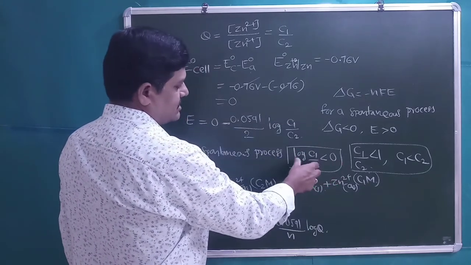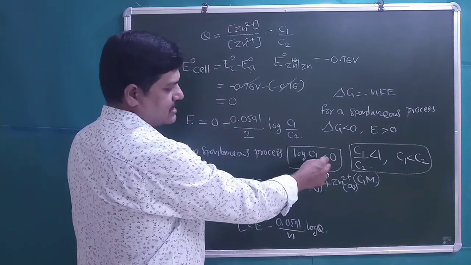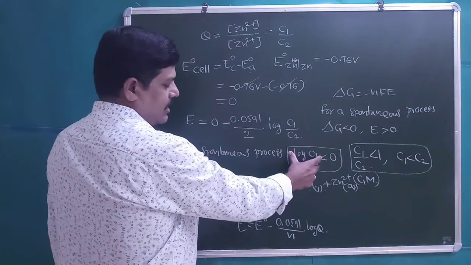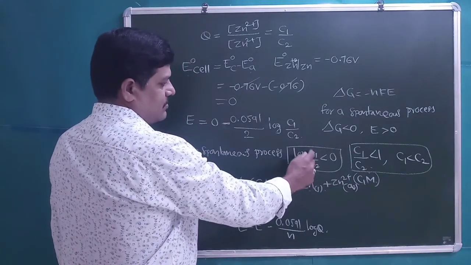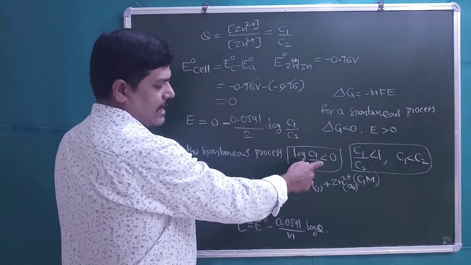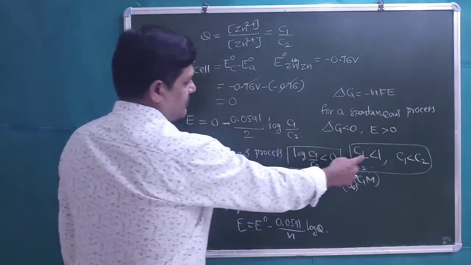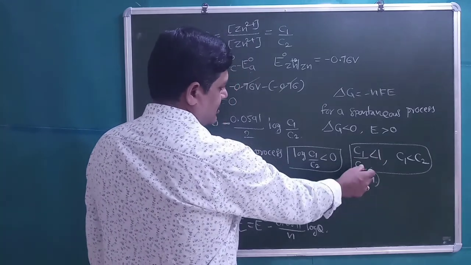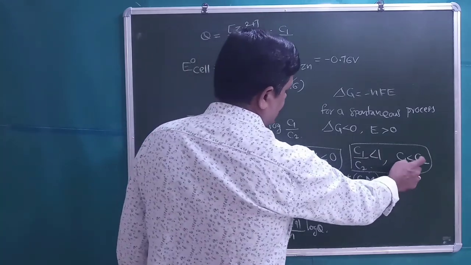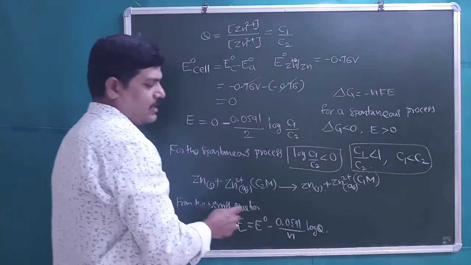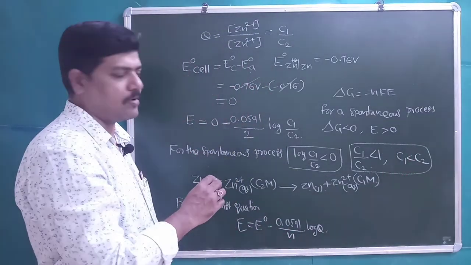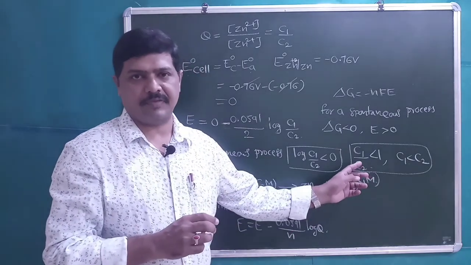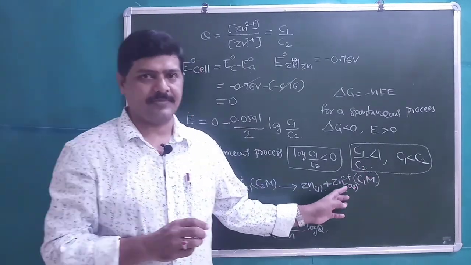When it is less than 0, the log value, that is C1 by C2, should be less than 1. Then only log of a value less than 1 will give less than 0, a negative value. So C1 by C2 is less than 1. When C1 by C2 is less than 1, C1 should be less than C2. Then only the cell reaction is spontaneous and commercially feasible, the concentration cell.